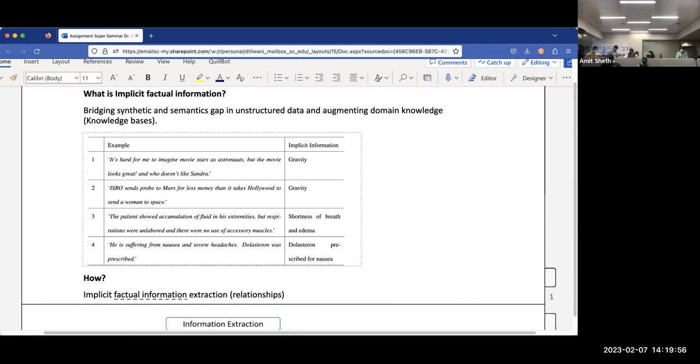So basically, let me tell you, the problem is here in, let's say, medical documents. Sometimes physicians mention, okay, the patient has difficulty in breathing or something related to shortness of breath.